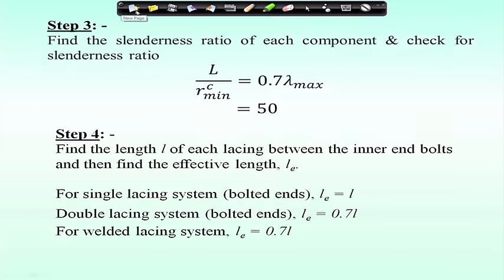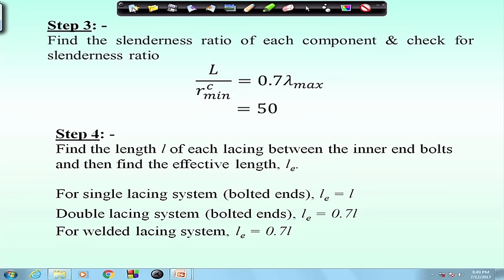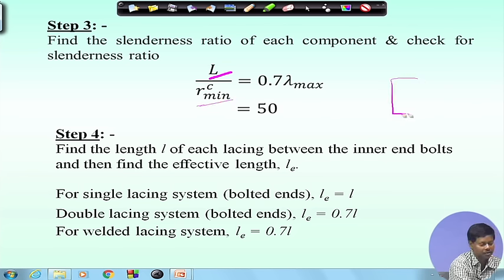Next, in step 3, we can find out the slenderness ratio of each component and check the slenderness ratio. So we now know the L, and we know rc minimum, the minimum radius of gyration of the individual section. So L by rc minimum should be the minimum of 50 or 0.7 lambda max.